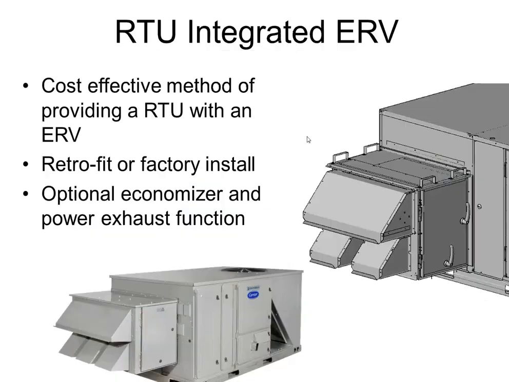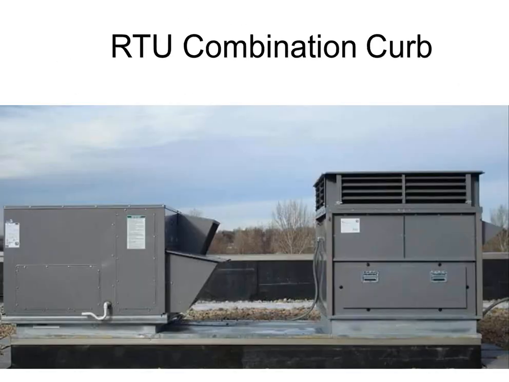Okay, there we go. This is more like that 12,000 CFM example, Gil. This is a much smaller unit in this example. On the left, you have a packaged rooftop unit. On the right, you have an ERV. And then they're both sitting on a common curb. We call it a combo curb. It has duct transitions inside it.